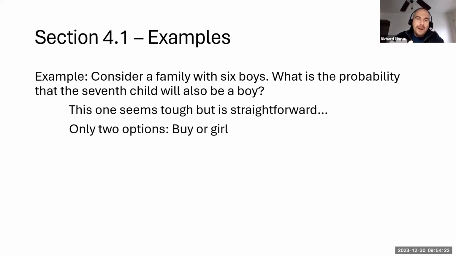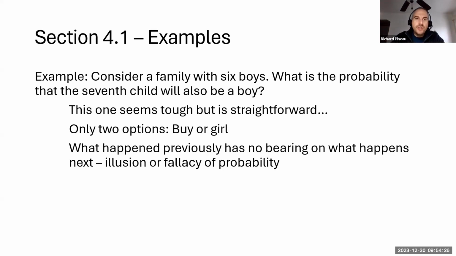So only 2 options here, a boy or a girl on this 7th child. So what happened previously has absolutely no bearing on what happens next. So in other words, what's the next child? So there is this illusion or fallacy that we tend to fall into with regards to probability, and that we seem to think that probability has a memory. Okay, not the case here.